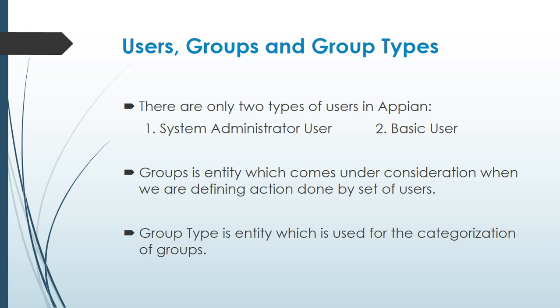And last thing is group types. Group type is nothing but the categorization of the group. Even if we are not creating any group type, if we create a group directly without any group type, it will show up as custom group type. So for categorization of groups, it is advisable that we create an application specific group type, then create the groups using that group type.